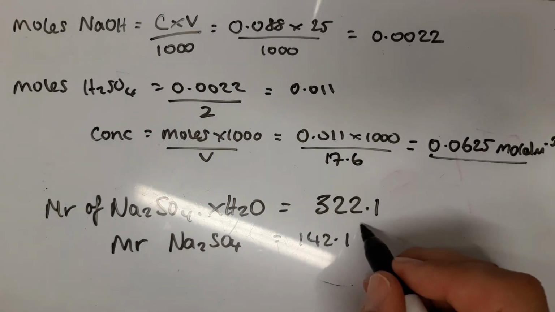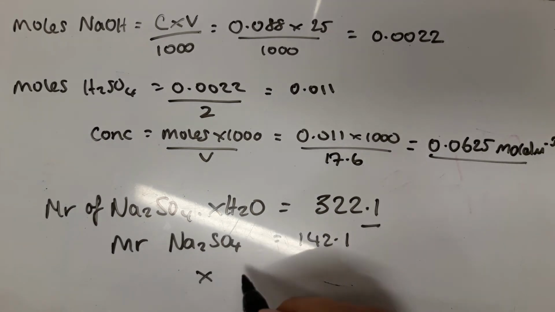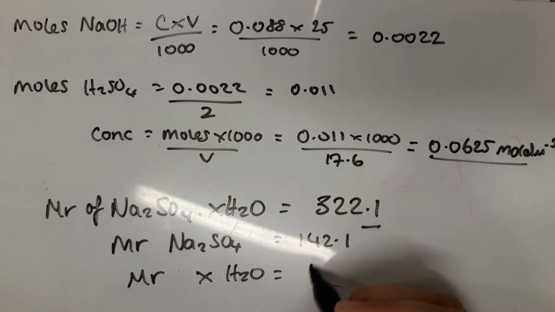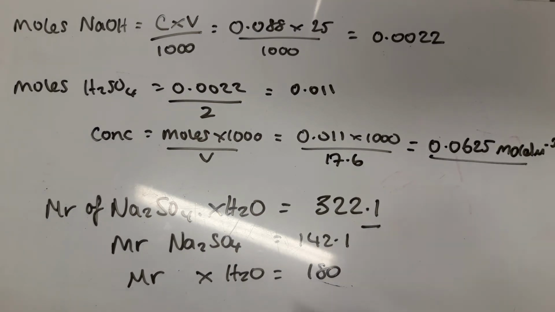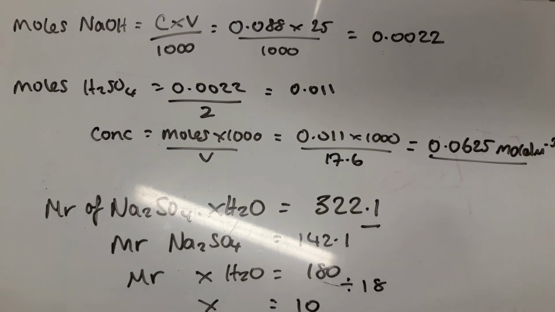So if I now subtract that value from the total molar mass, that leaves me with just xH2O. The Mr of just xH2O is the difference, which is 180. So therefore, X, if I now take the Mr of water, which we know is 18, and divide 180 by 18, will give me X as 10.